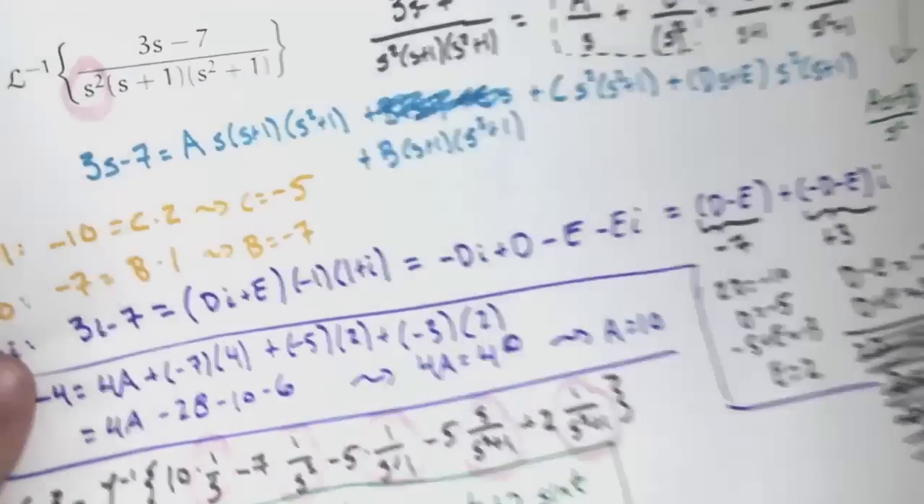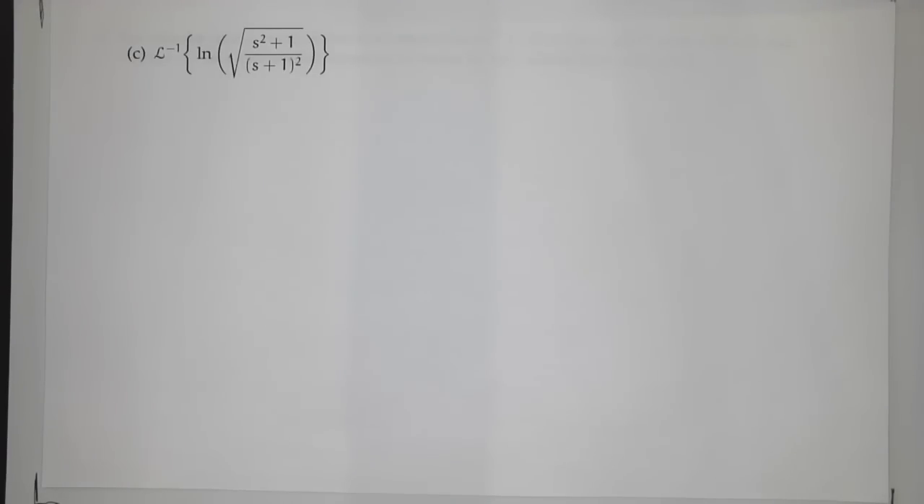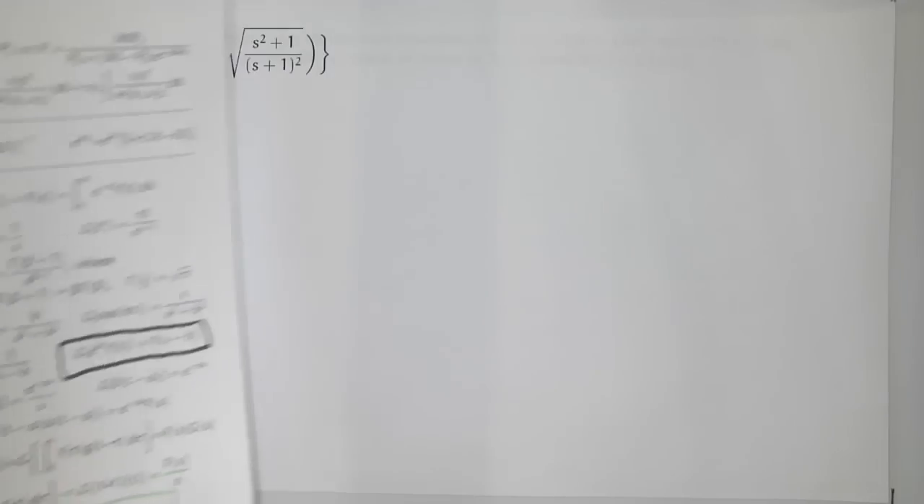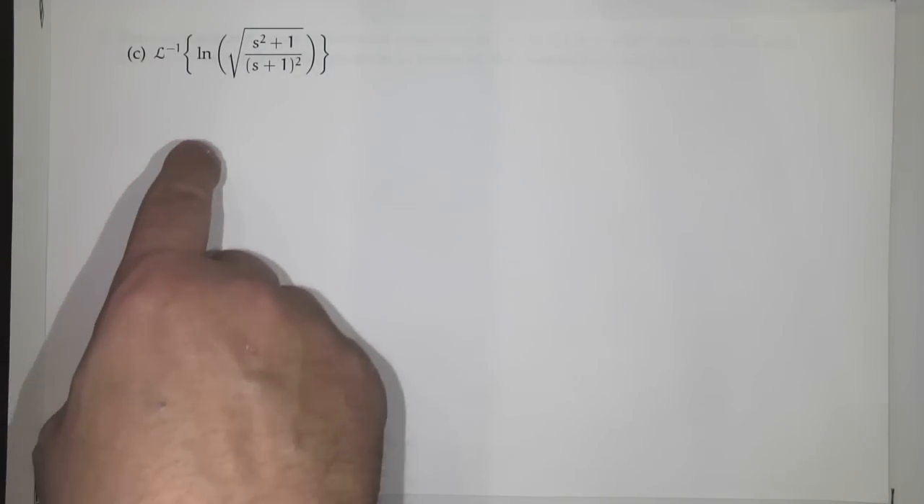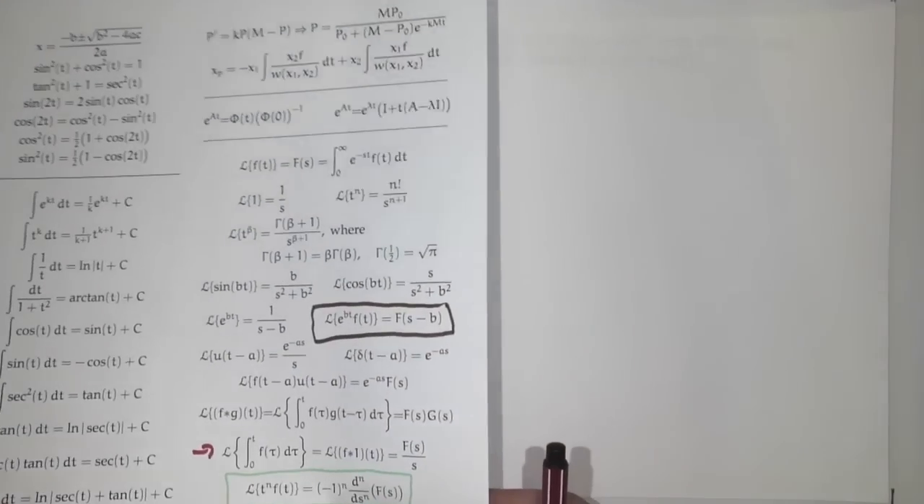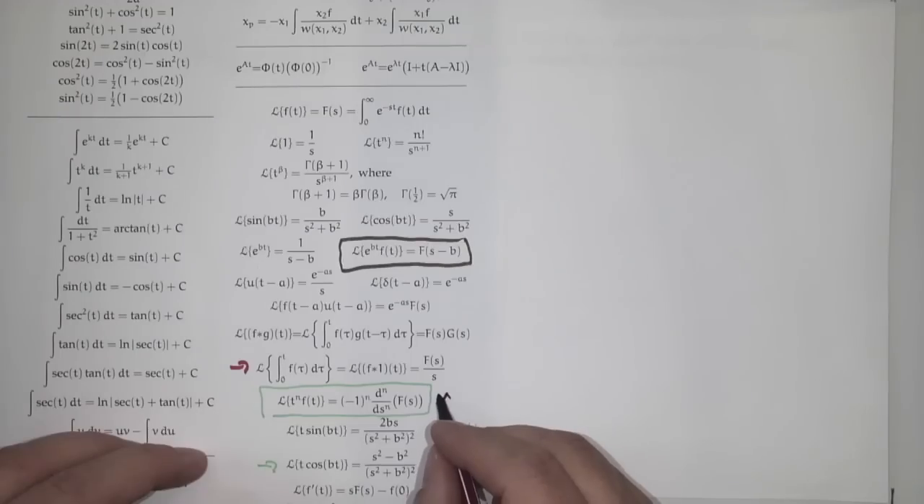All right. So there is a part C, which looks intimidating when you first see it. Because you look at your table and you say, there's nothing there with the log, and there's a log here. The inverse Laplace of the log of the square root of s squared plus 1 over s plus 1 squared. Now, what does this have to do with our table? Well, we start searching and say, is there any hope at all? And there is actually some hope. And it comes right here.